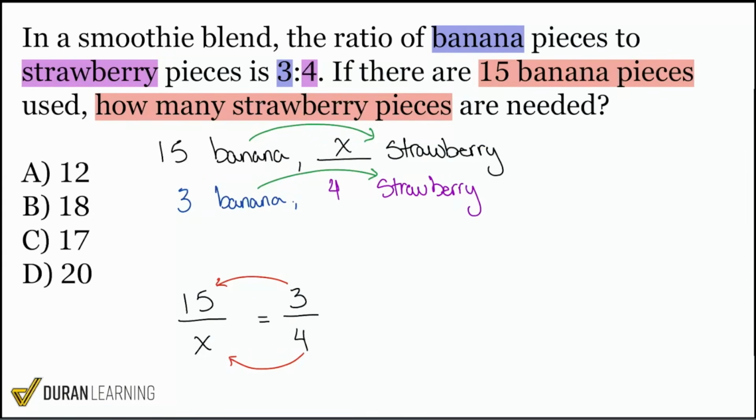So here we go. From 3 going to 15, that's times 5. 3 times 5 is 15. I can do the same thing on the bottom then because that's how proportions work. Compare the same things in the same way. So everybody help me out. What is 4 multiplied by 5? D for Duran.